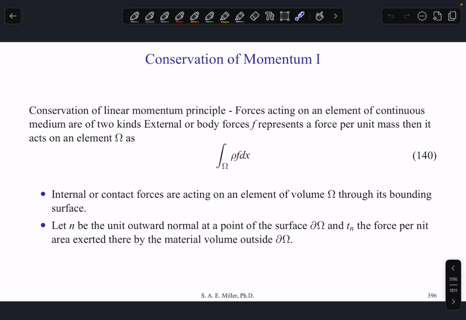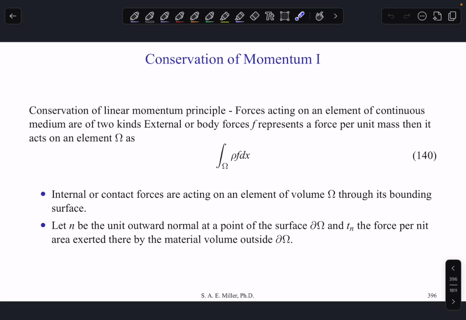External forces will be represented by F, a force per unit mass, and it acts on a fluid parcel or element omega. We'll write this body force this way. So this is rho, the density, times this force, integrated over the unit volume or fluid element.